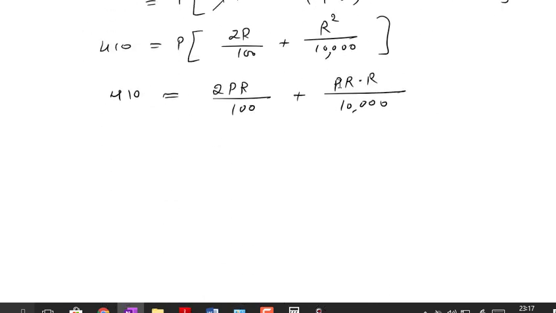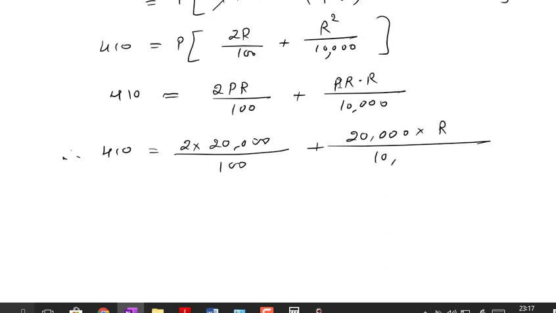Therefore I will say that 410 equals 2 into 20,000 divided by 100 plus 20,000 into R divided by 10,000. Okay, from where have we got this? From equation 1. Now this 410 equals, the 100 I will cancel. So 200 into 2 is what? 400, plus here the zeros cancel, 1, 2, 3, 4 and 1, 2, 3, 4. So what I got? 2R.